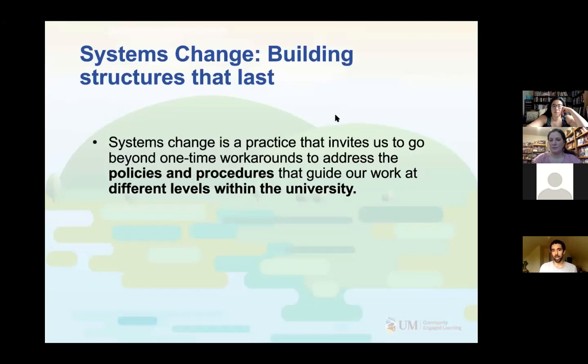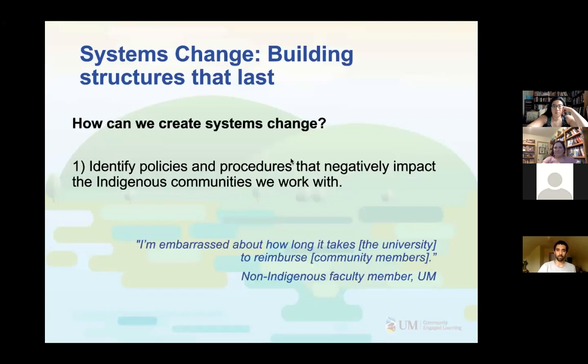Systems change, on the other hand, is a practice that invites us to go beyond those one-time solutions to address policies and procedures that get our work at different levels within the institution. So through our consultations, we talk to people about changes that need to be done and reflected about how these changes can be made. And we identify a number of recommendations for how we can create those systems changes, and that's what we'll be talking about now.